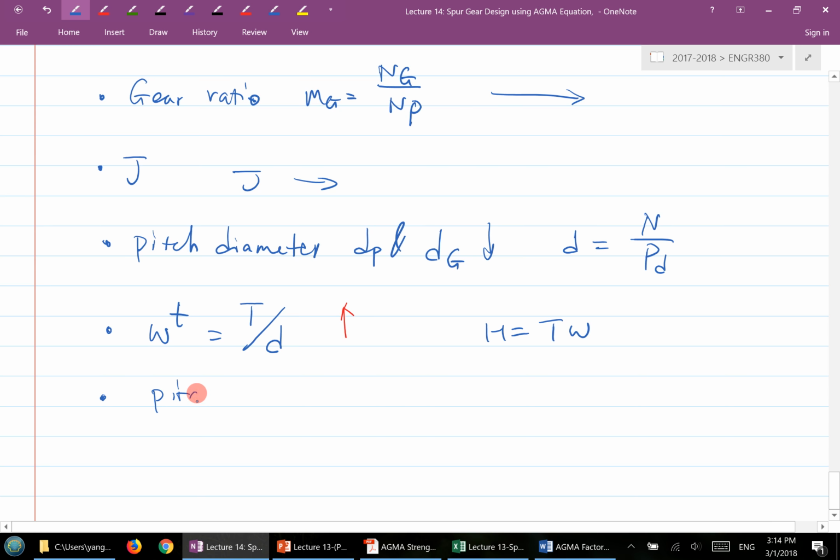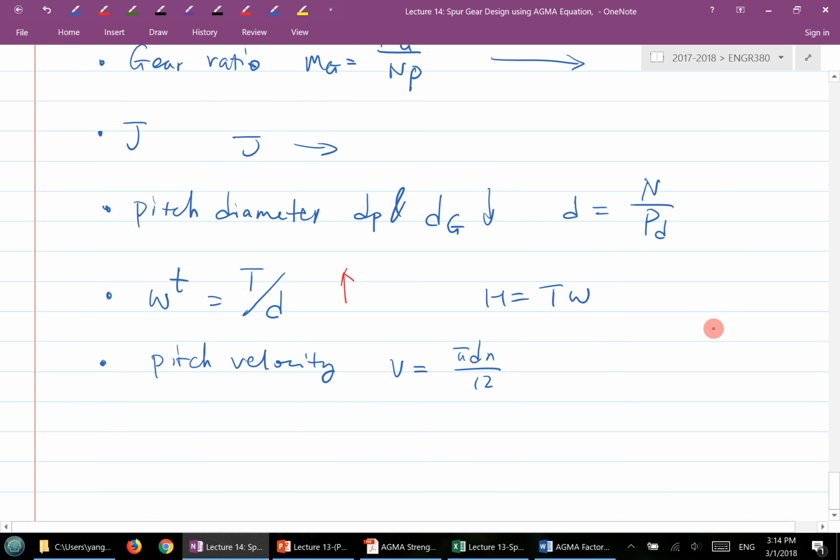And there's another one, that's pitch velocity. V is pi d n over 12. So as you can see, V depends on the pitch diameter. If pitch diameter is decreasing, then the pitch velocity will decrease.